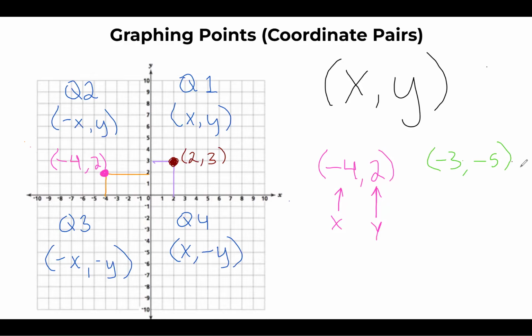I am looking at my signs. Since both are negative, the quadrant that has it, where x and y are both negative, will tell me that this point will lie somewhere in quadrant 3. So this will be somewhere in quadrant 3.